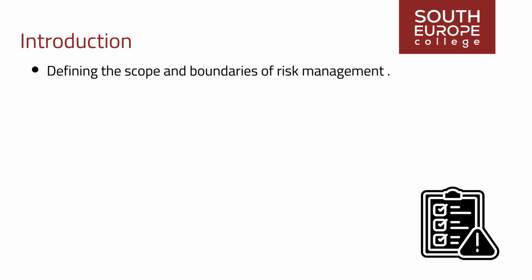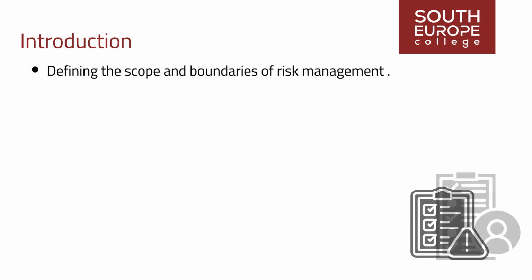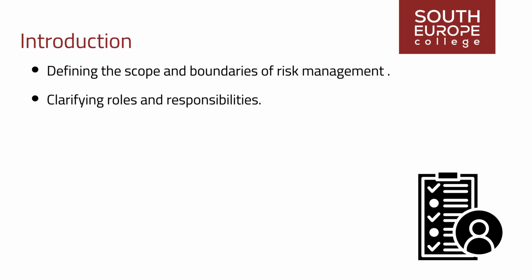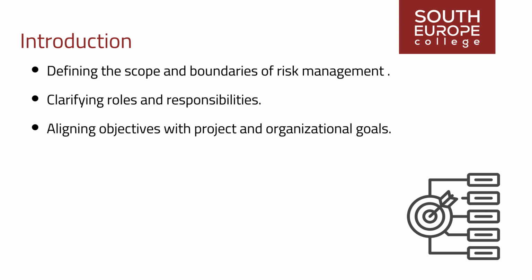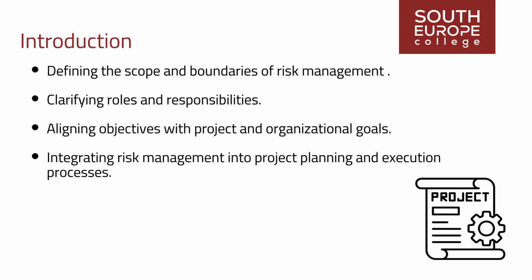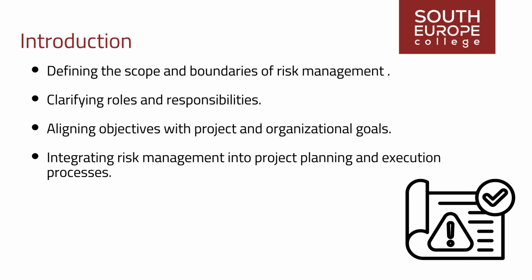By defining the scope and boundaries of risk management, clarifying roles and responsibilities, aligning objectives with project and organizational goals, and integrating risk management into project planning and execution processes, project teams can enhance their ability to identify, assess, and mitigate risks, thereby increasing the likelihood of project success. This section delves into the essential components of building a comprehensive risk management framework.